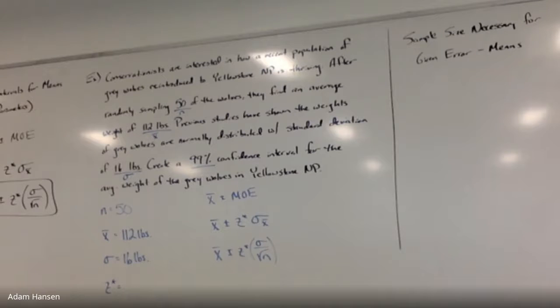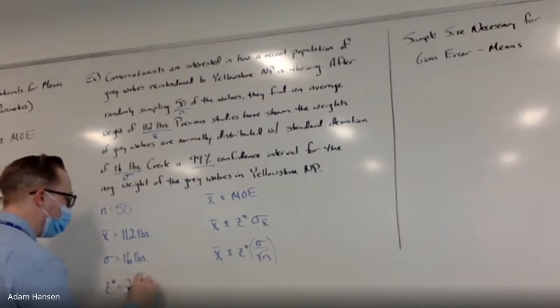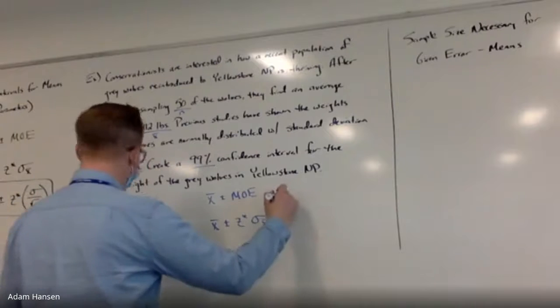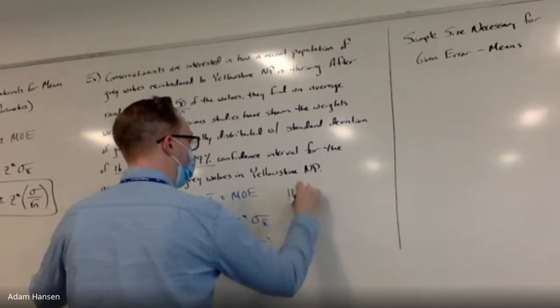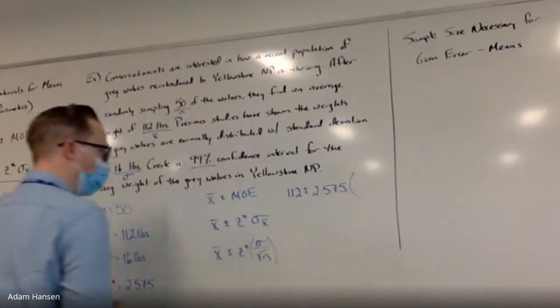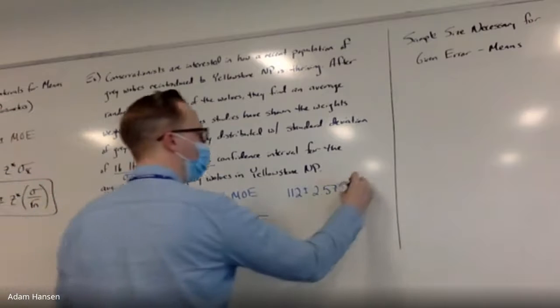We're using the z-scores. I can have these common z-scores found on my formula sheet. For a 99% CI, what's the z-score on here? 2.575. That's going to capture 99% of a normal distribution. Within 2.575 standard deviations of the mean lies 99% of the distribution. So 112 plus or minus 2.575 times our standard deviation of the sample mean, which is 16 over root 50.